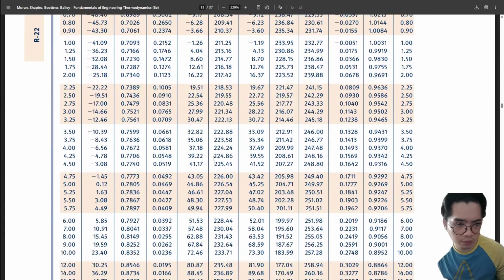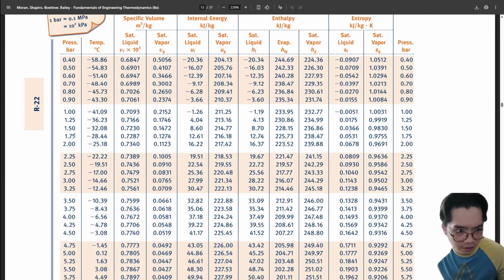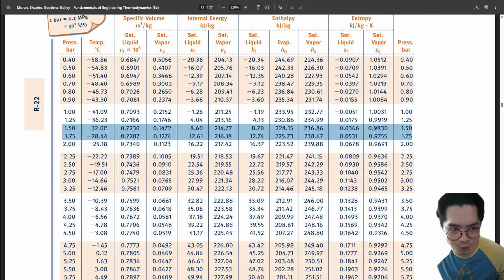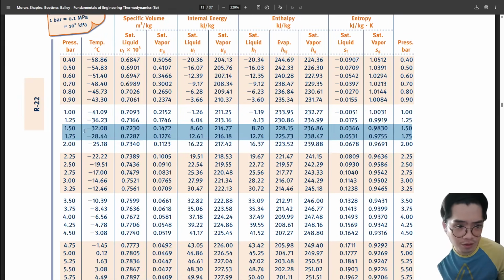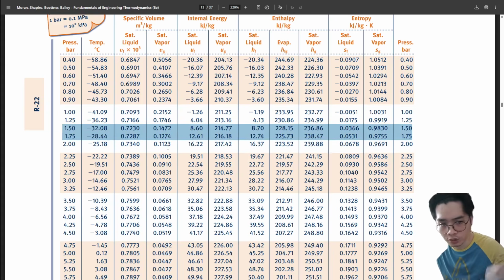table, you will see that it's somewhere between here. But look at the corresponding saturation temperatures. They're both really low. This thing is 12 degrees Celsius, which is higher than both of these saturation temperatures. It is very clear from here, although we do not see a value of 1.6 bar, it's very clear that the temperature is higher, which means superheated vapor.